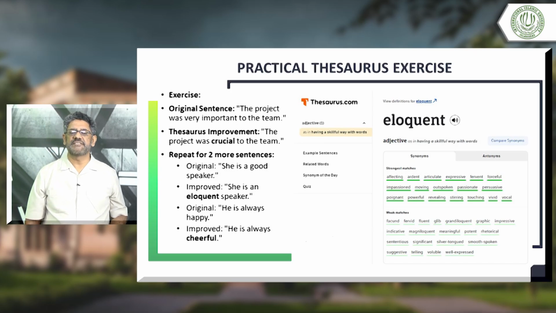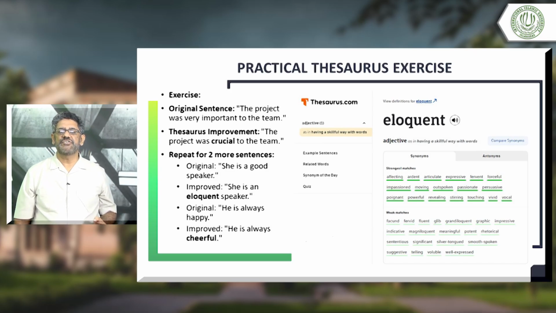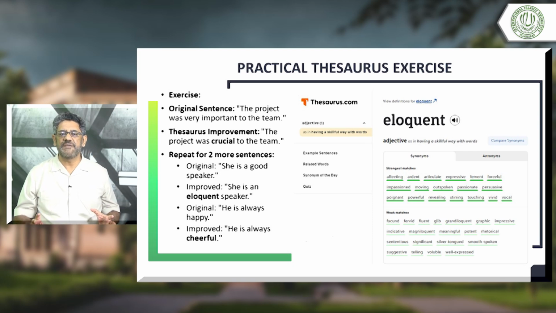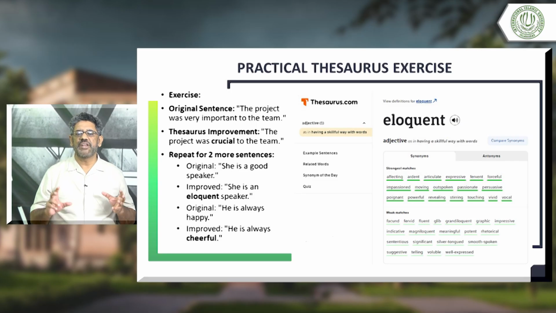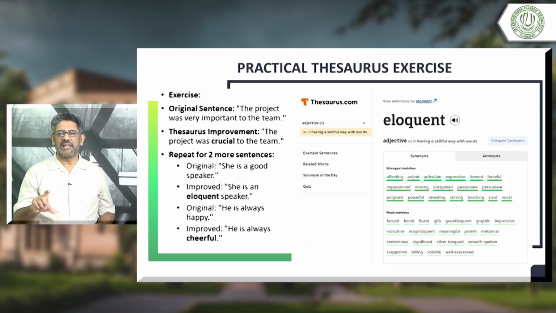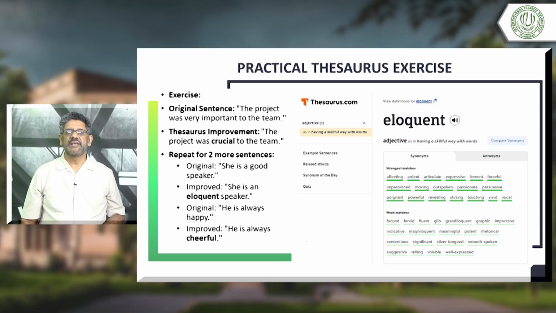Practical thesaurus exercise. The project was very important to the team. Now you take help of the thesaurus. What will it tell you? Okay, the project was crucial to the team. Repeat for two more sentences. She is a good speaker. If you take help of the thesaurus, it will tell you she's an eloquent speaker. You know how beautiful it looks now.